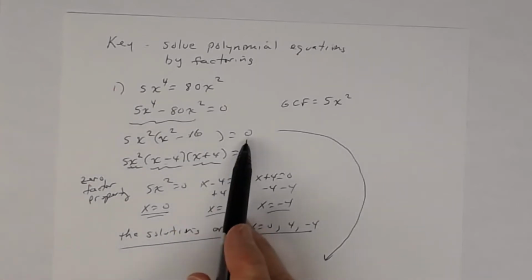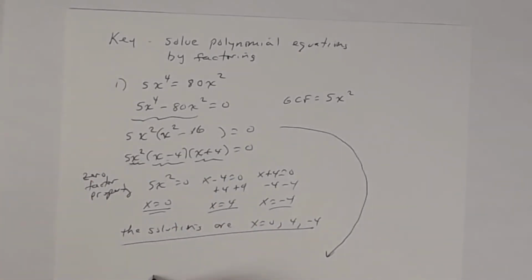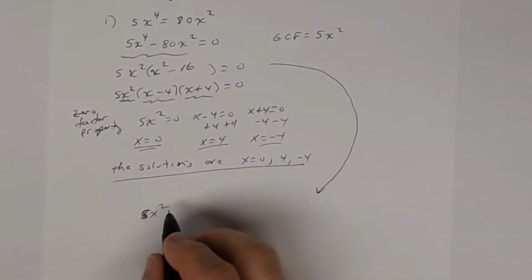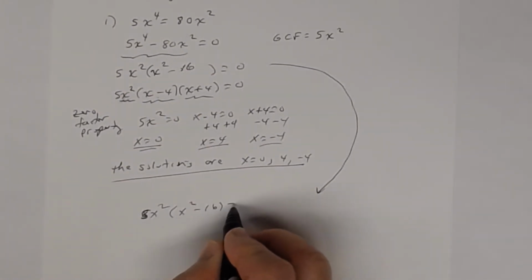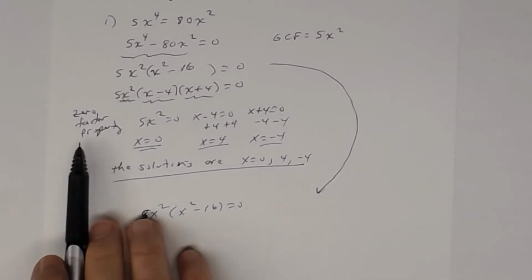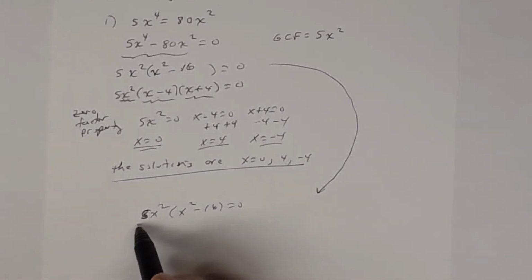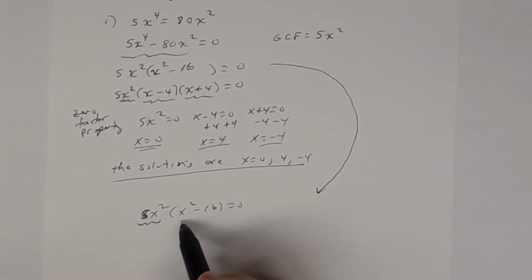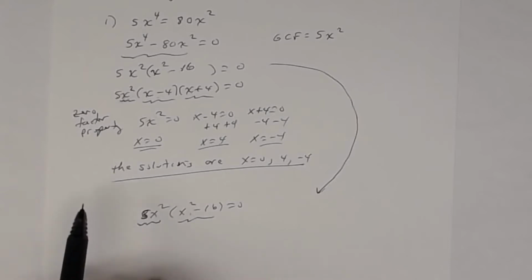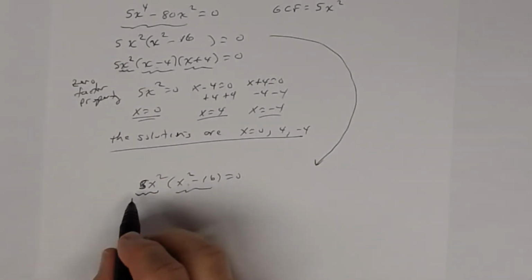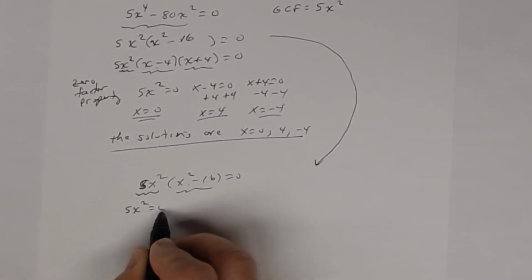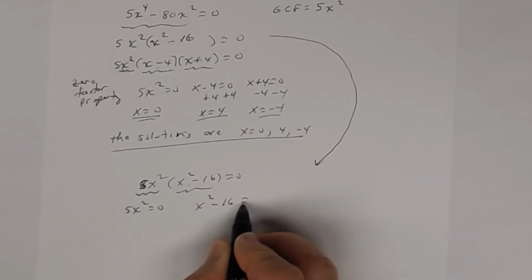So at this point, going from here to here, let me rewrite this over. You have 5x squared times x squared minus 16, right? And at this point, you can use the zero factor property. So you could say, well, I have this factor right here, which is composed of several factors, but let's think of this as a monomial factor times this binomial. So I have this times this, and that product is 0. So according to the zero factor property, I have to set each of those factors equal to 0 because one of them has to be 0, right?